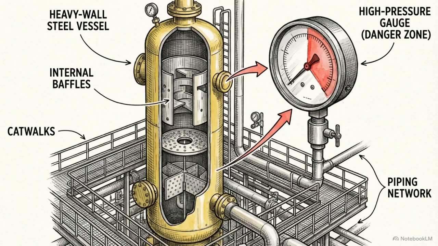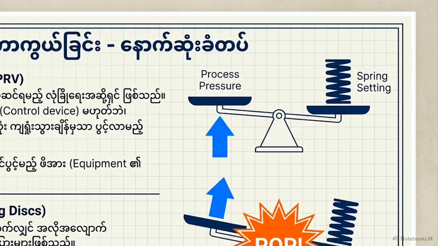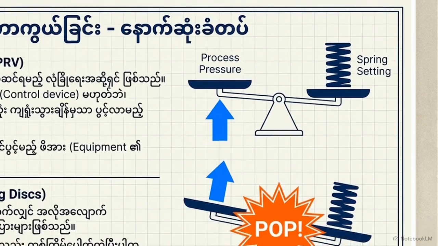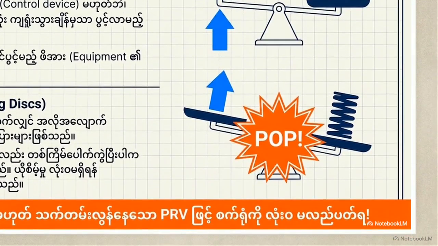This equipment has a maximum allowable working pressure of 85 bar. We protect it with a pressure relief valve. This balance graphic shows it's a safety barrier, not a control valve. It sits dormant until process pressure physically overcomes the spring force, instantly venting the system to prevent an explosion.